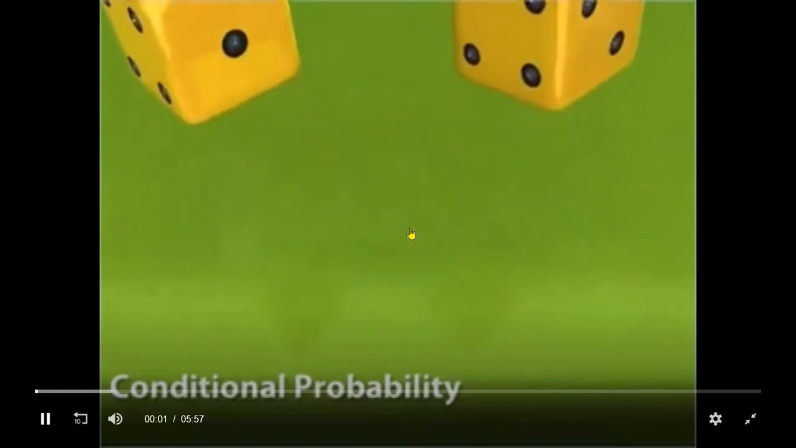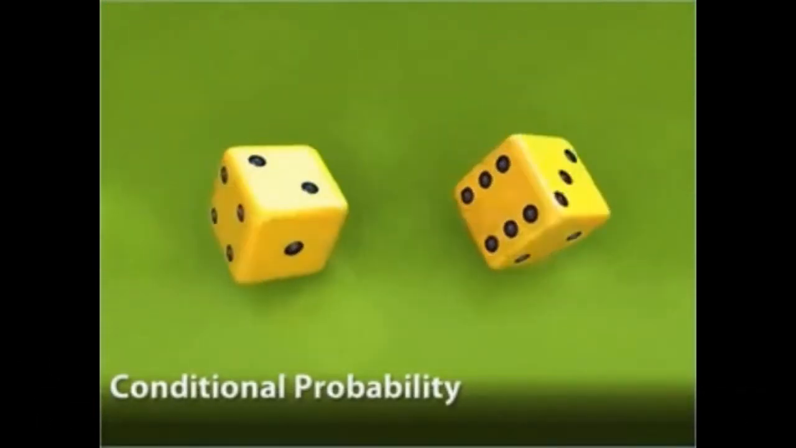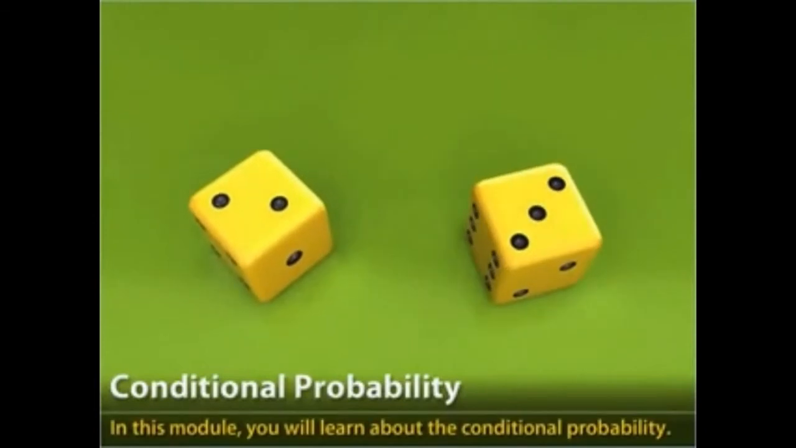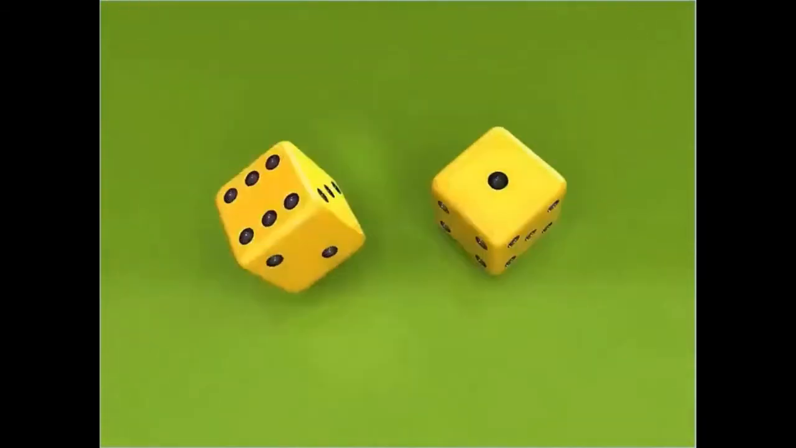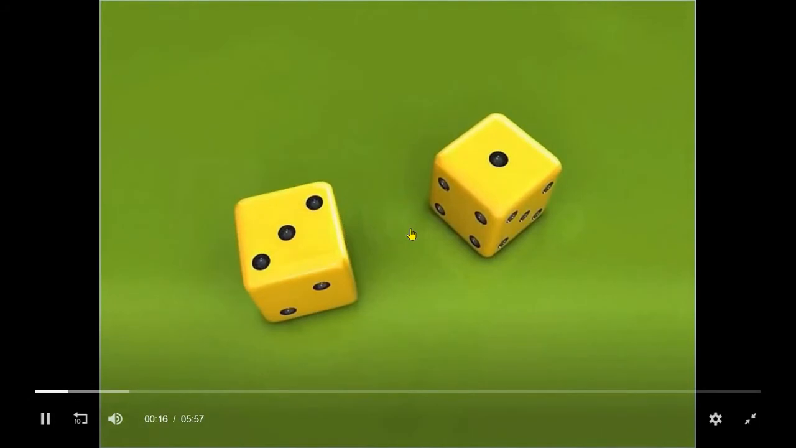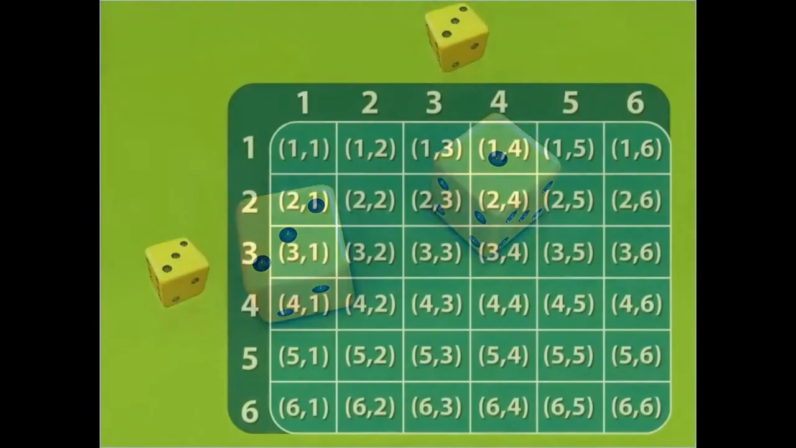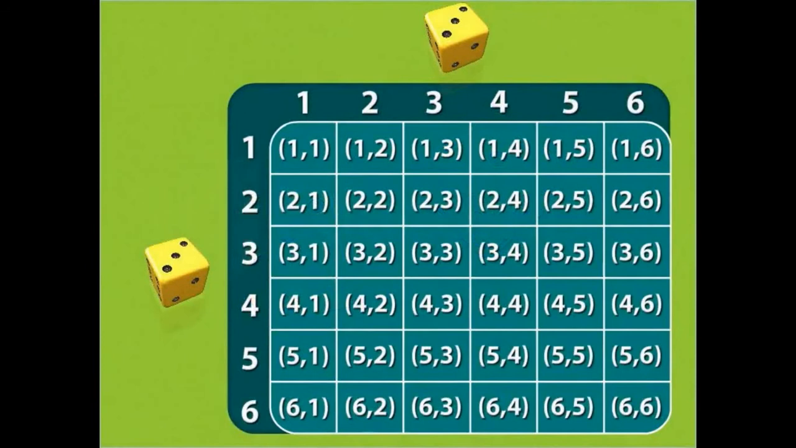Conditional Probability. In this module, you will learn about the conditional probability. Consider an experiment of rolling 2 dice. All possible outcomes of the sample space are 36.